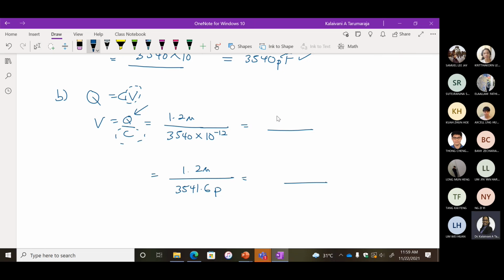Okay, do you get 3.39 volt? Does anyone get a different answer? Those who have done this one, can you let me know what value you get? Okay, all right, 3.3, 8.83. Okay, two decimal numbers is more accurate.